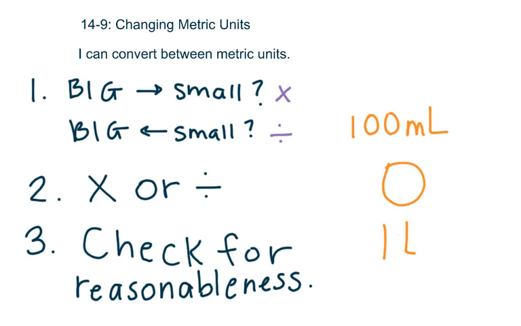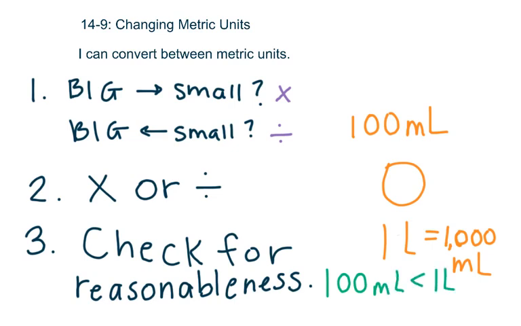So using our chart, let's think about this. I know that 1 liter is the same as 1,000 milliliters. So what I know is that if 1 liter equals 1,000 milliliters, that's bigger than 100 milliliters. So I would write 100 milliliters is less than 1 liter. Again, also be careful about your units and make sure that you're using the proper lowercase and capital letters.